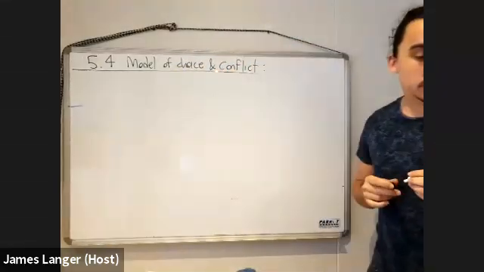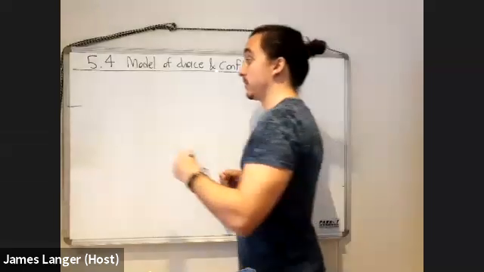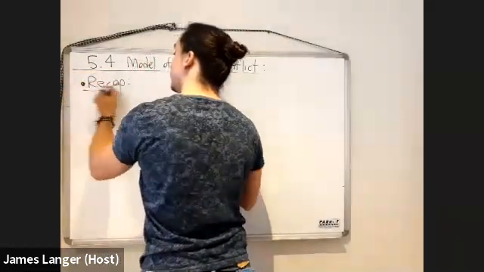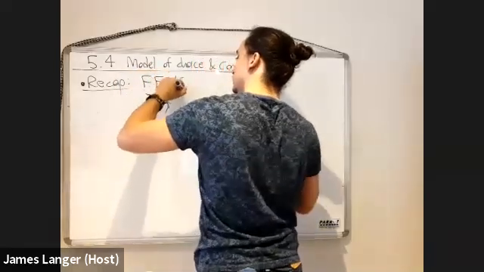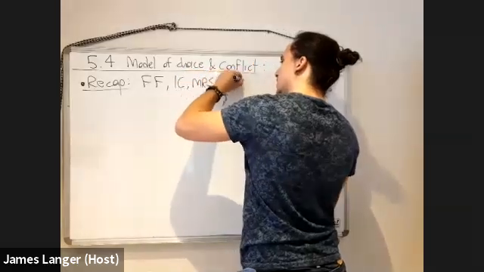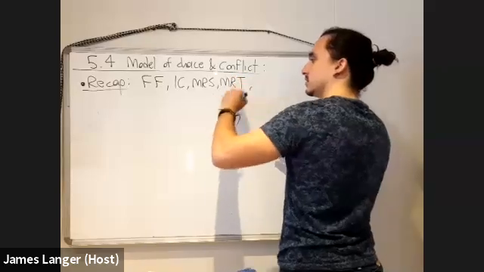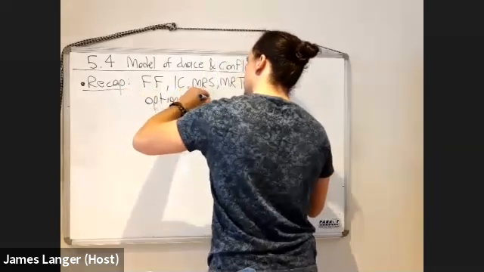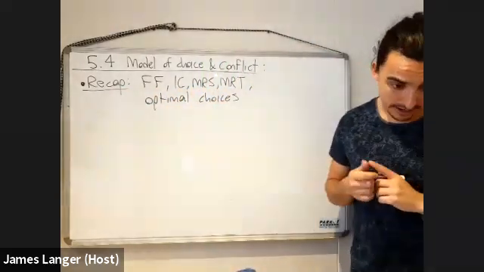Cool. So let's just start with a bit of a recap, okay? We're going to recap the feasible frontier, indifference curves, MRS, MRT, right? Optimal choice. Everyone cool with that, okay?